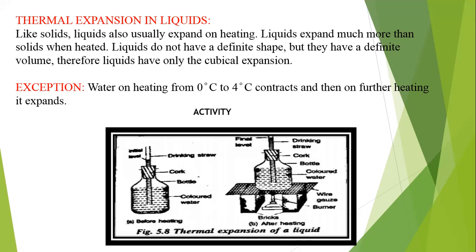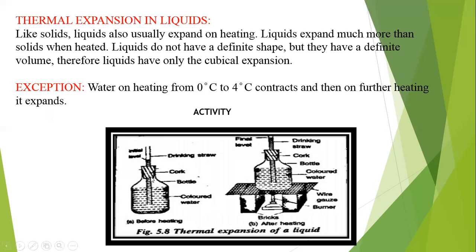Okay, now place this straw into the cork and put some molten wax around the hole so that there should not be any leakage of water near the mouth of the bottle. Now pour some more water into the straw so that the water level in the straw can be seen easily. And then you mark the level of water in the straw as shown in figure A. This is the first level.